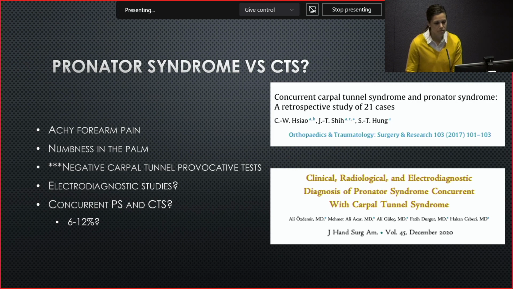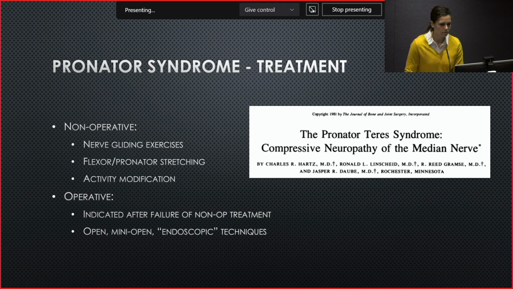There isn't a lot in the literature reporting on how often we see carpal tunnel and pronator syndrome together, but a couple of studies that I found show anywhere from maybe 6 to 12% of their patients presented with both. There's probably more patients that we are missing the diagnosis because we're not looking for it.